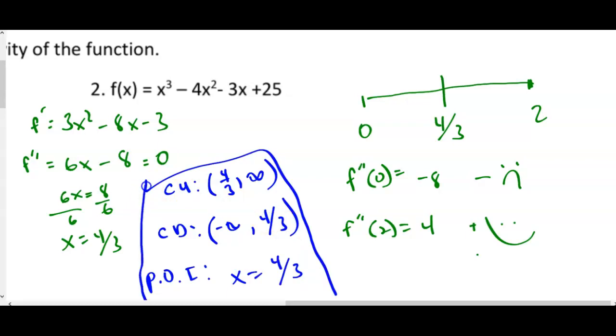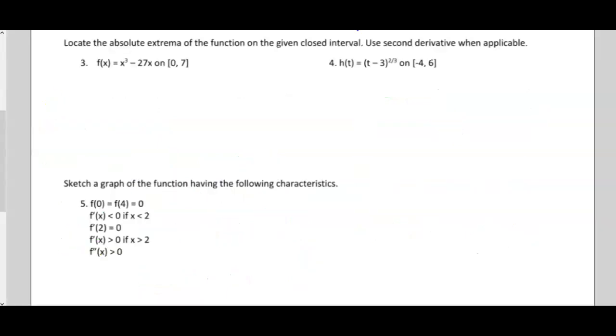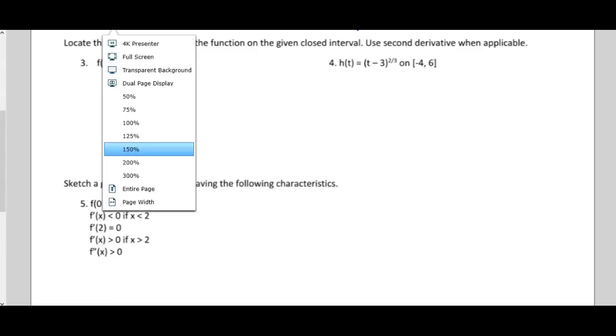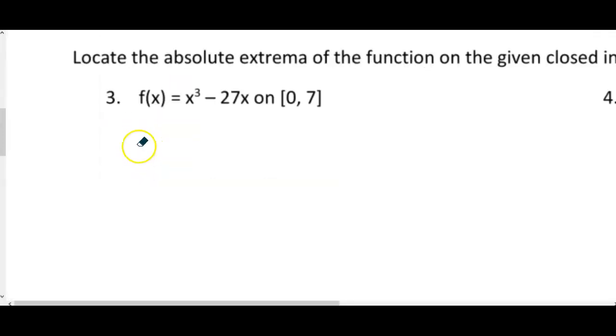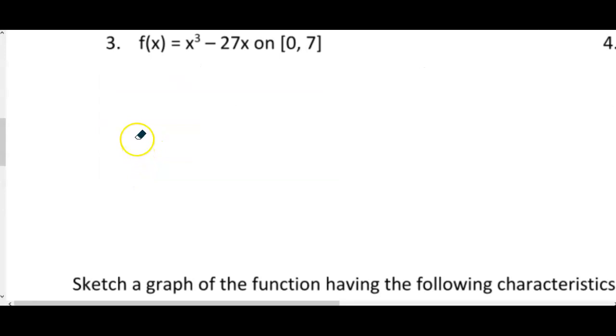All right, let's look at number 3. It says locate the absolute extrema on the function on the given closed interval. Use second derivative when applicable. All right, so let's zoom in real quick. All right, so we need to find the first derivative, which is 3x squared minus 27. Now we set that equal to 0.